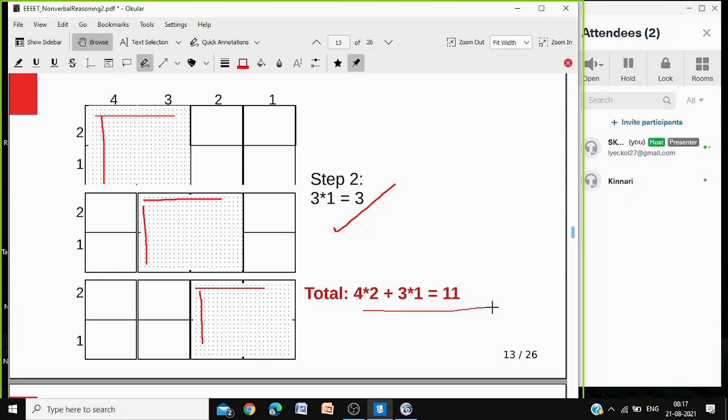So the total you are getting 4 into 2, 8, that is all the small squares, and taking 2 at a time, 3 into 1, so total 11.